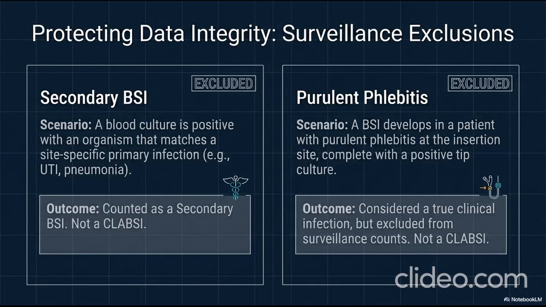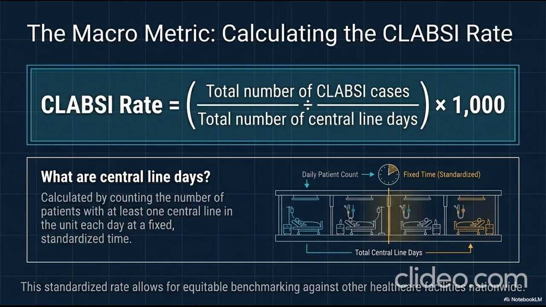Finally, we measure hospital performance using the CLABSI rate. The formula is the total number of CLABSI cases divided by the total number of central line days, multiplied by 1,000. Central line days are calculated by counting every patient with at least one line in the unit each day at a fixed, standardized time.